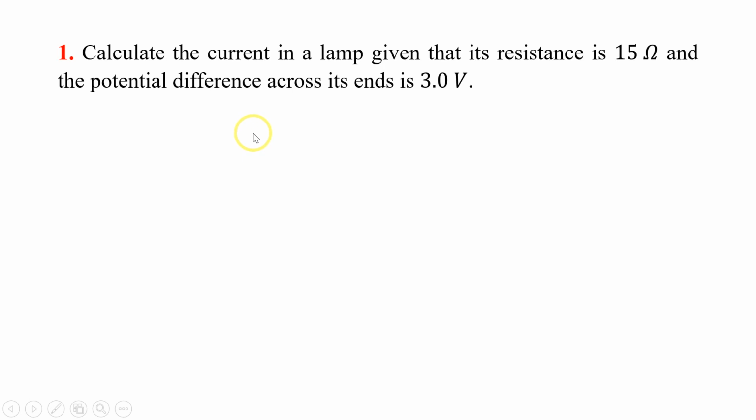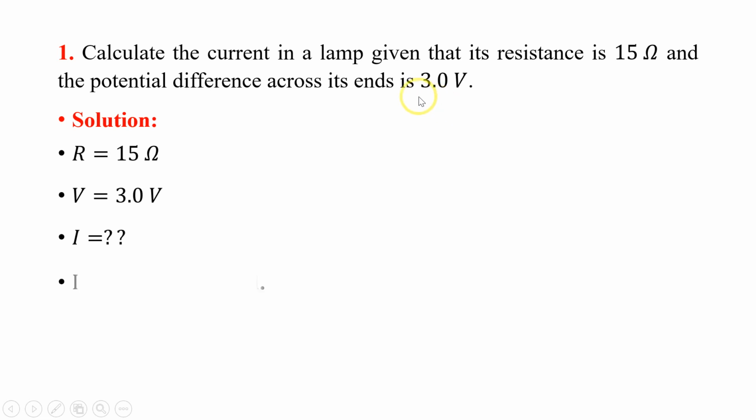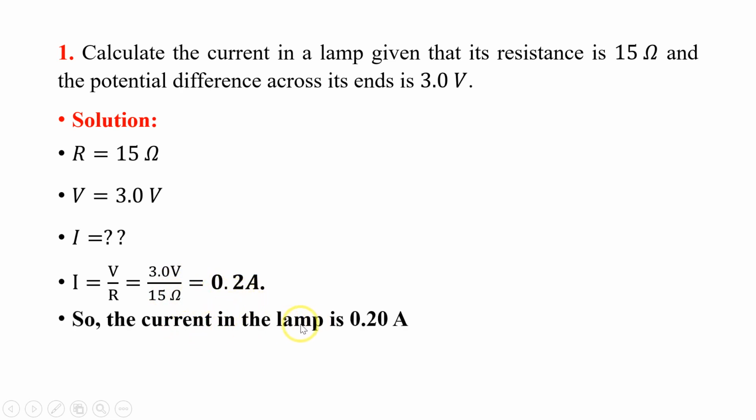Now let's do some questions related to the resistance. Calculate the current in a lamp given that its resistance is 15 ohm and the potential difference across its ends is 3.0 volt. We need to find the current. Arranging the equation and putting the values in, the final answer of the current is 0.2 ampere.